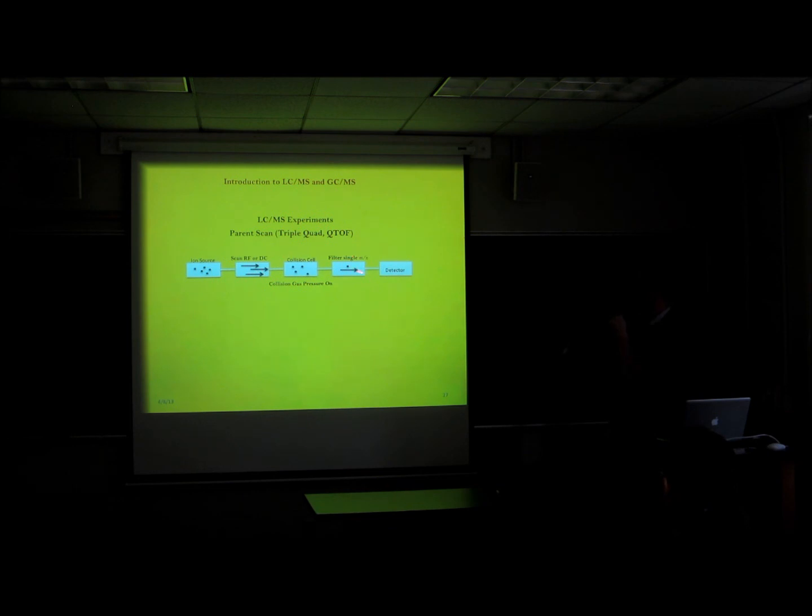It's not a fragment. But if you get a peak here for this M over Z 159, and it resulted from when this was allowing through M over Z 459, then you know this is a fragment ion of 459 and not an intact compound that you're interested in. Does that make sense?